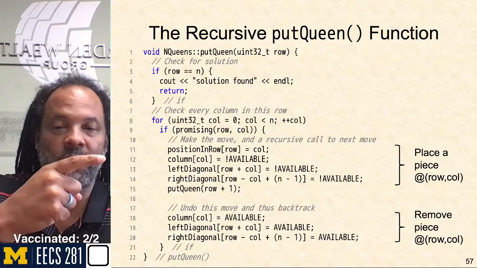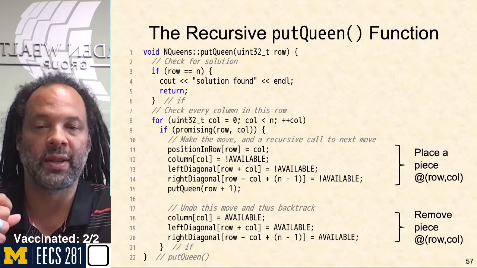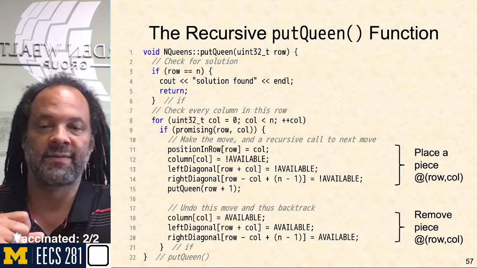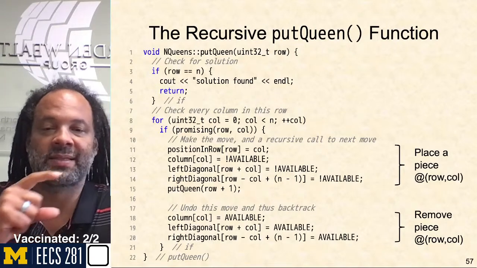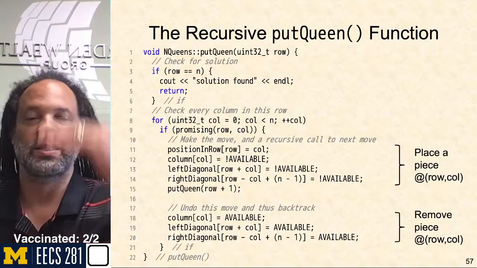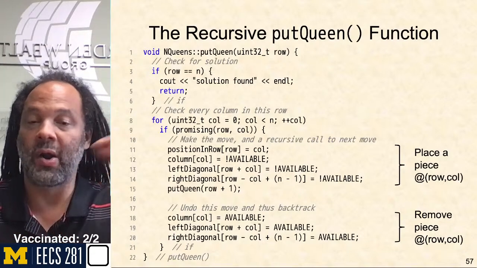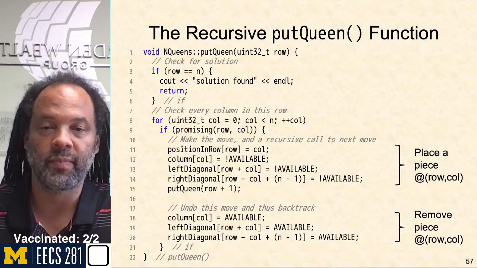I say the position in that row is now that column value. That's putting a number in there. I'm storing that. I say that column is no longer available. I say that diagonal is no longer available. I say the other diagonal is no longer available because I'm trying to extend the solution. I need to reserve those so that when I try to go to the next row, they know where I put something in the row before, right?